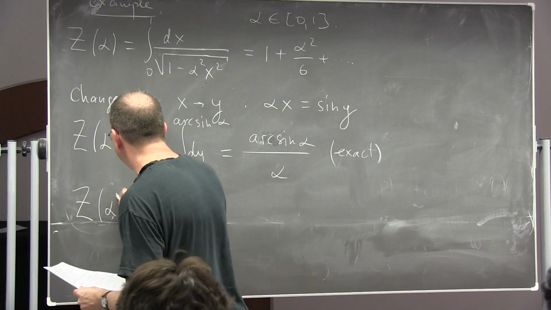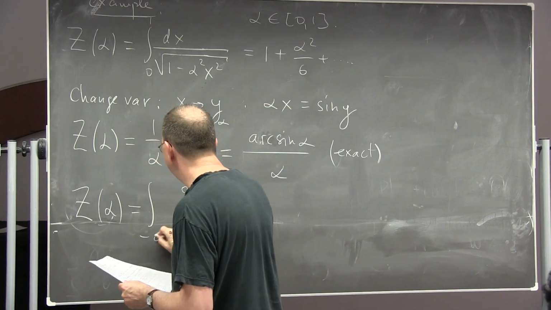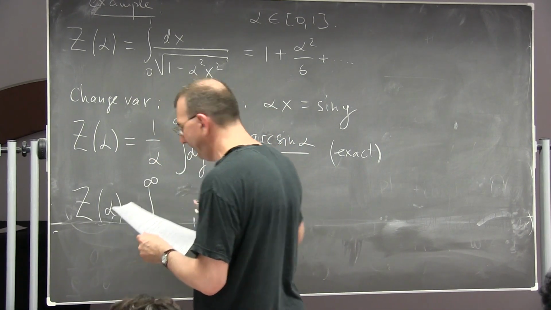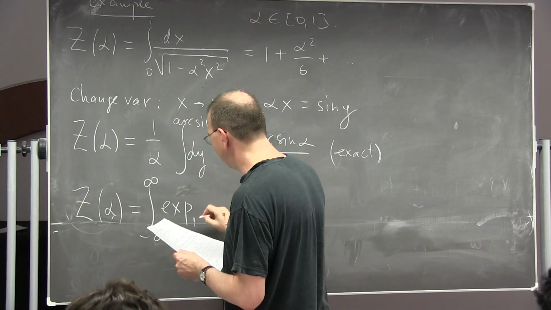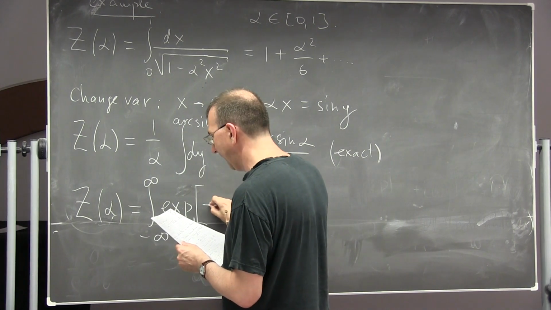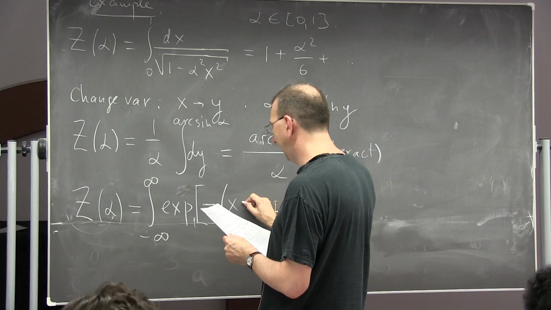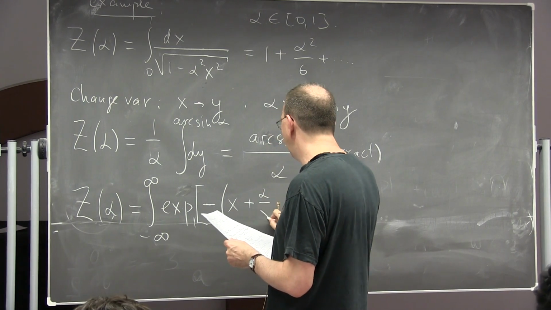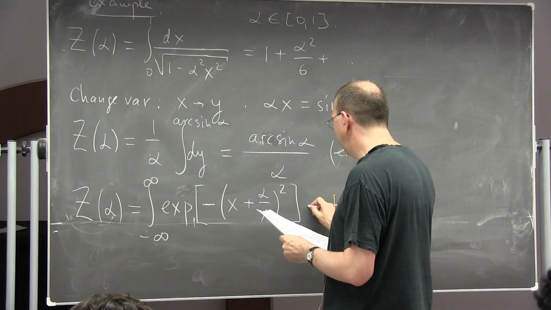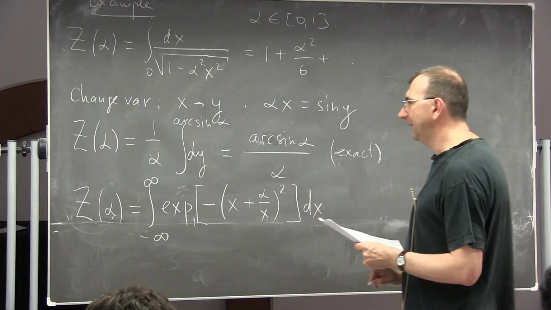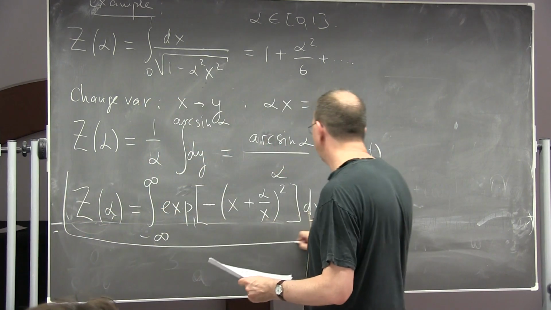So the second example is the following. Now consider Z of alpha, which is the integral from minus infinity to infinity of the exponent, and in the exponent you have, with a minus sign, the expression alpha x plus alpha divided by x squared, exponent close, dx.